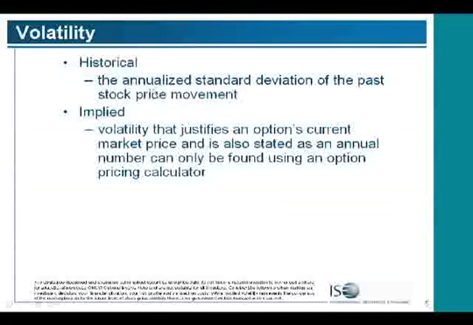Historical volatility, and this is a very important point, is the annualized standard deviation of the past stock price movement. Right in this definition is annualized, and another thing is standard deviation. This is what you would see if you opened up the Webster's Trading Dictionary. It always implies that if you see a volatility of 40%, that is based on a one-year basis.